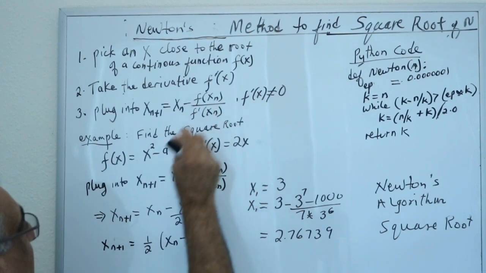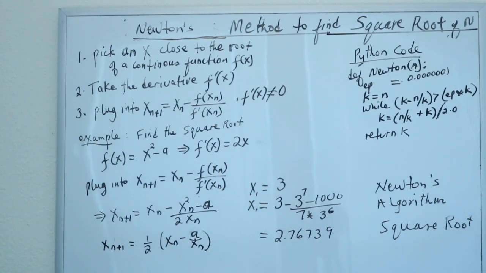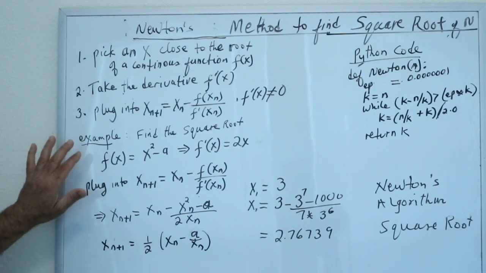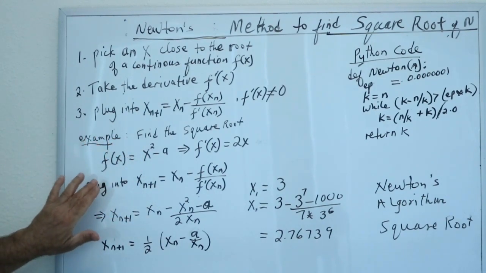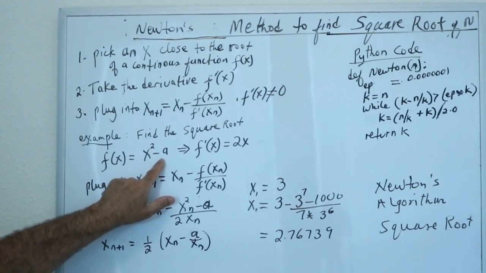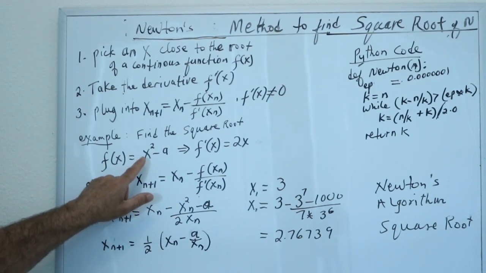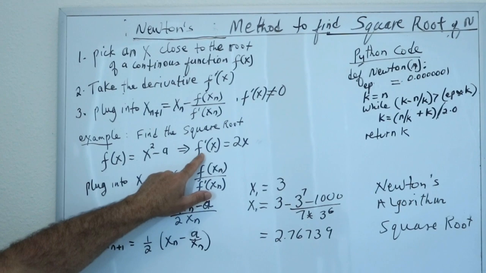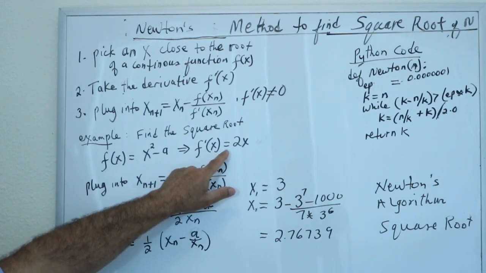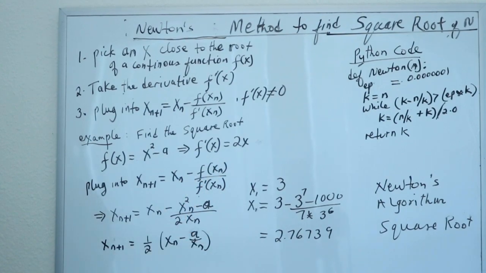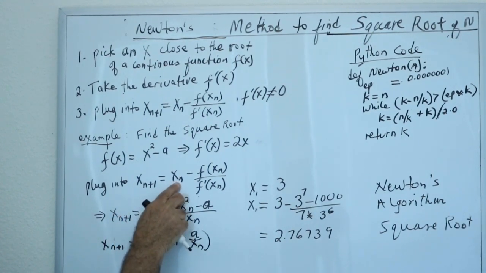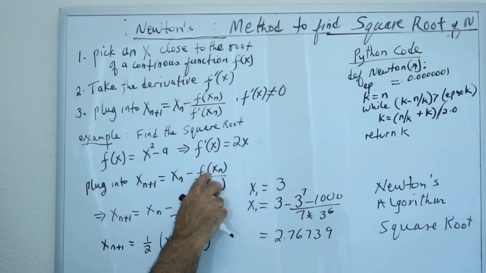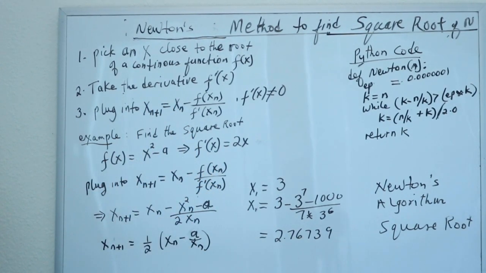Now this condition has to hold: the derivative cannot be 0. So if that's the case, how do you actually find the root? Let's say I have x squared. This could have been any value in there. So the function is x to the second power minus a. If I take the derivative, f prime of x, that would be 2x. Since a is a constant, now all I have to do is plug into this expression here: x of n plus 1 equals x of n, like I mentioned earlier, minus f of x over the derivative.